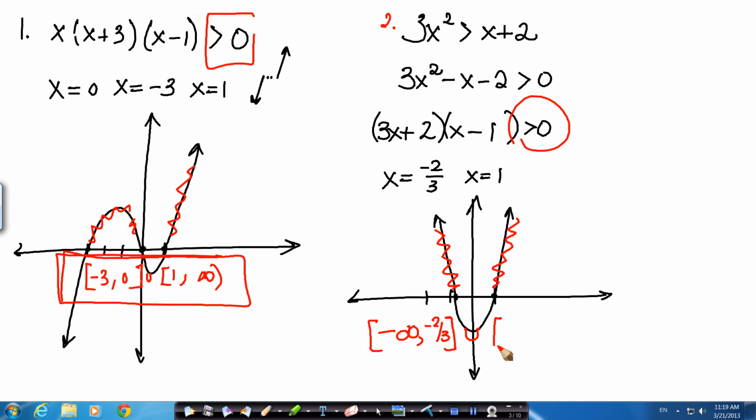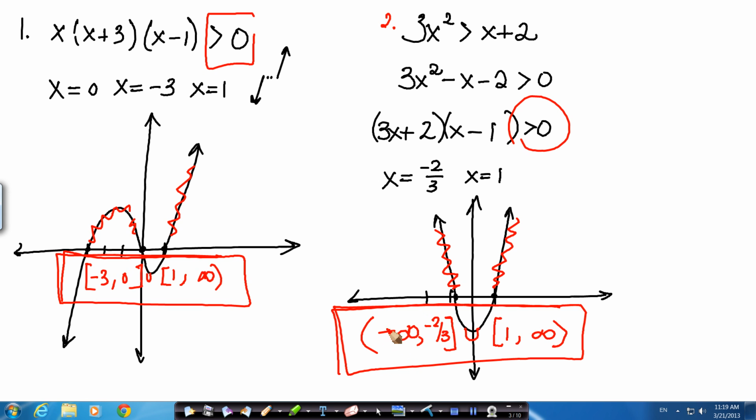and from 1 on to infinity, oh, sorry, this should be a rounded bracket, right? Because the infinities always get rounded brackets. So our function, the statement is true when x is in between negative infinity and negative 2/3, or when it is between 1 and positive infinity. This is a little way to show you that when you actually graph a function, you can use it to solve what otherwise might be kind of confusing inequalities.